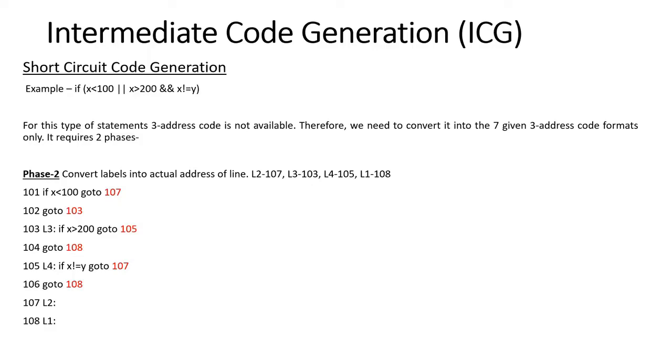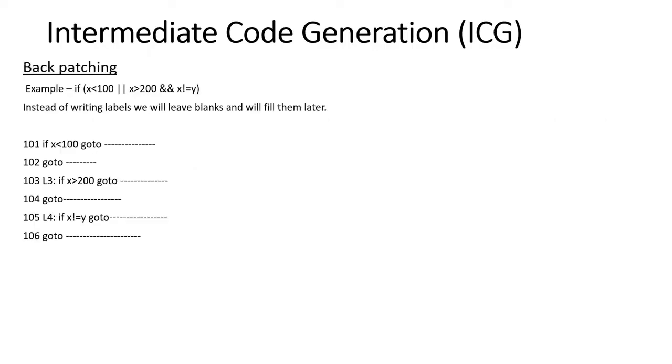In the backpatching process, instead of writing the labels, we leave blanks and fill them in later while executing the parse tree. So let us look at this code. The high level language code is written as: if x is less than 100 or x is greater than 200 and x is not equal to y.